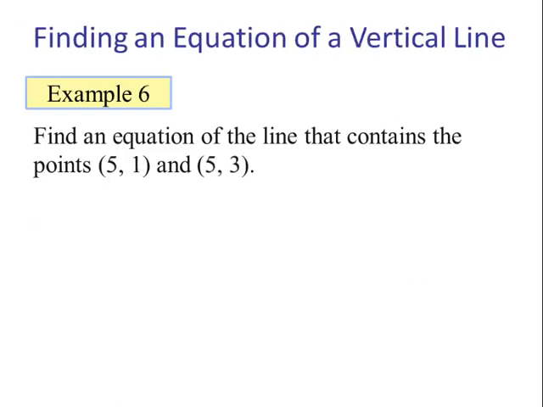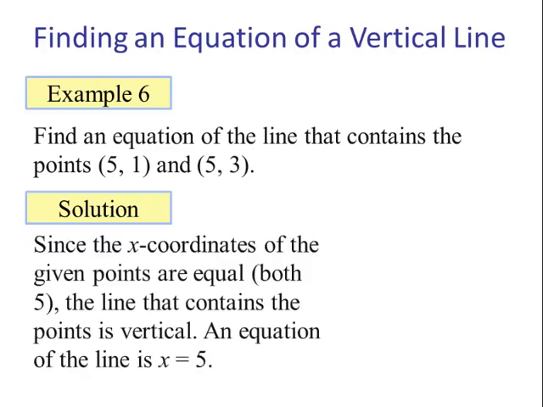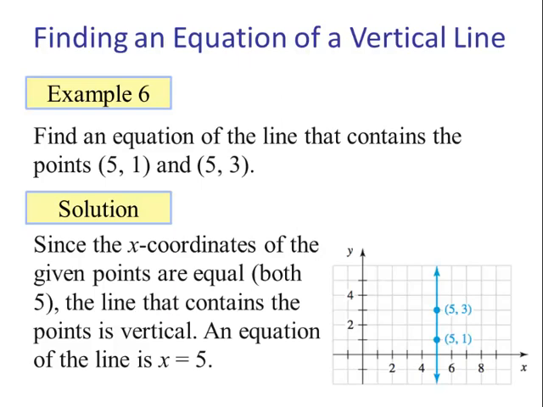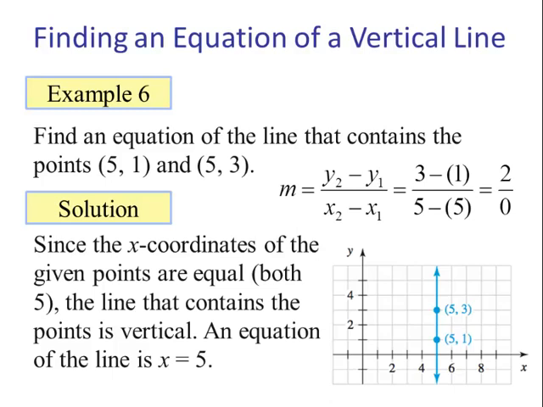Example 6. Find the equation of a line that contains the points 5, 1 and 5, 3. Solution. Since the x-coordinates of the given points are equal, they both are 5, the line that contains the points is vertical. The equation of the line is x equals 5. So this is what the graph looks like. And if we tried to determine the slope, what we would have is a number divided by 0, which is undefined. That means it doesn't exist.